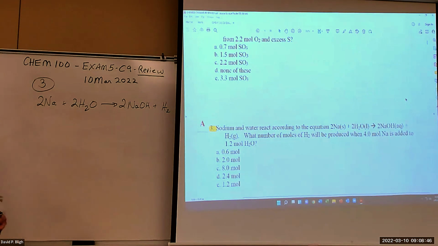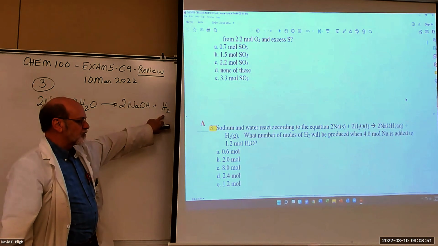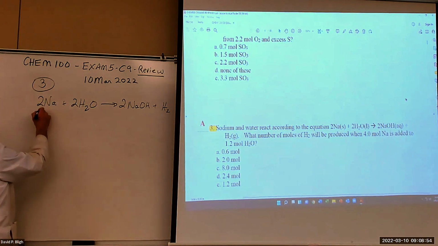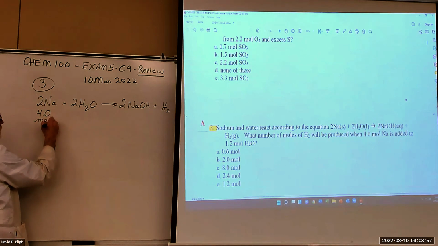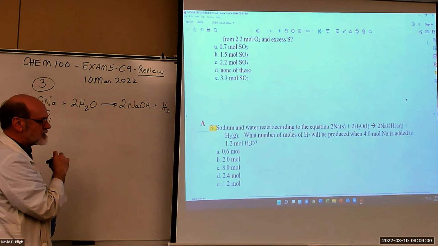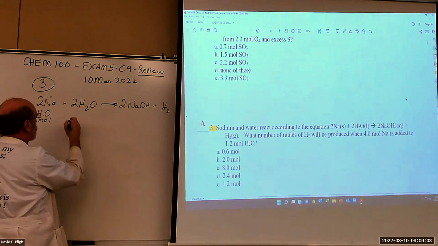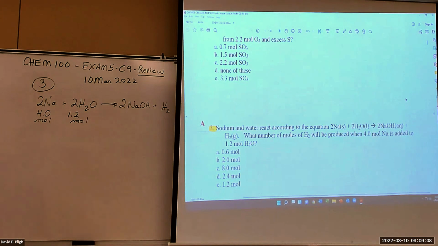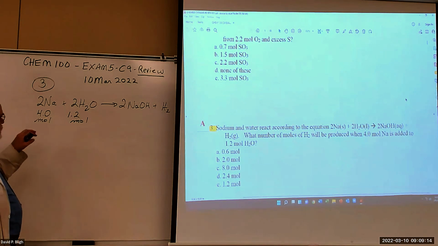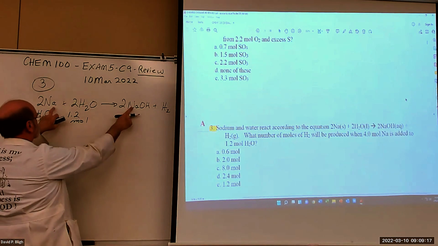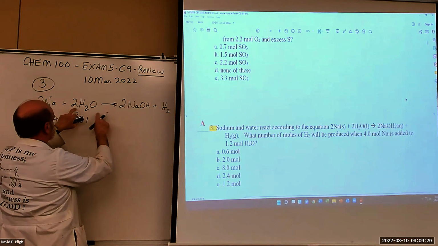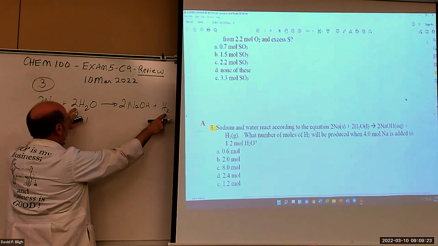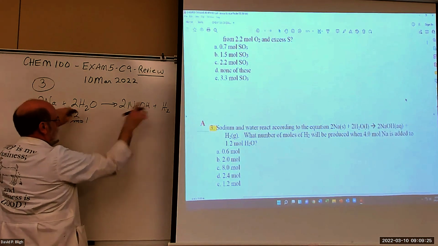Without the phases included. What number of moles of hydrogen will be produced when 4 moles of sodium is added to 1.2 moles of water? Okay, so just to satisfy myself, I usually check to be sure it's balanced. 2 sodiums, 4 hydrogens. So 2 hydrogens here and 2 there is 4. That's right. 2 oxygens, 2 oxygens. Okay, we're good.